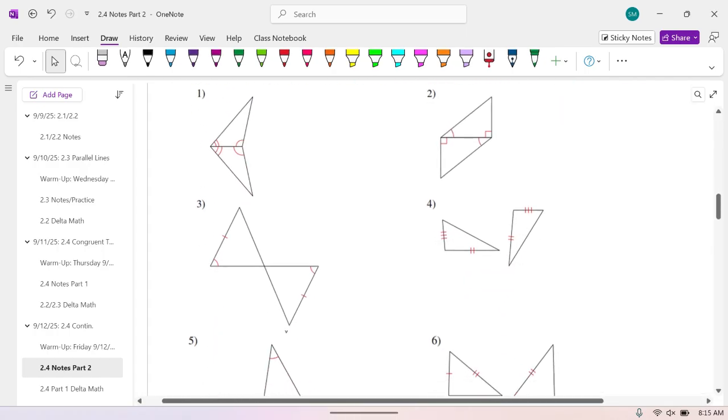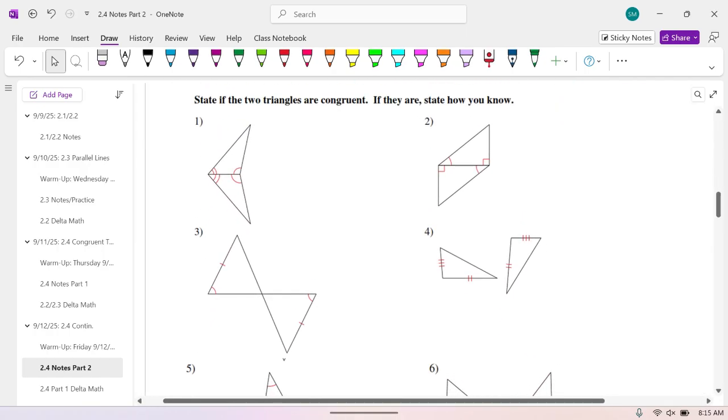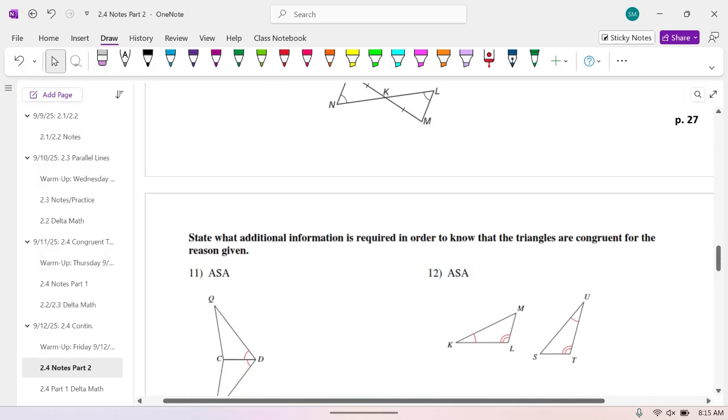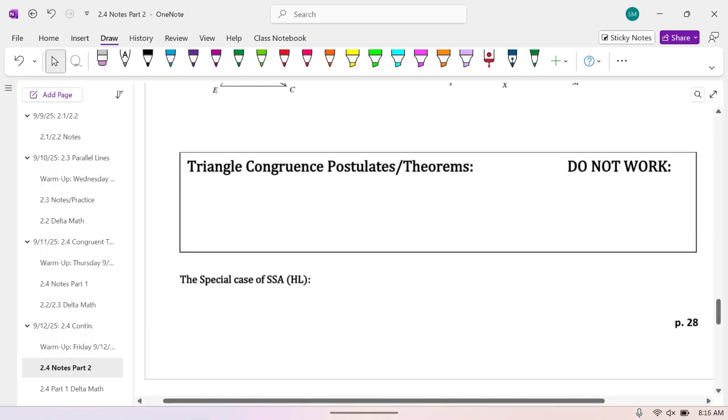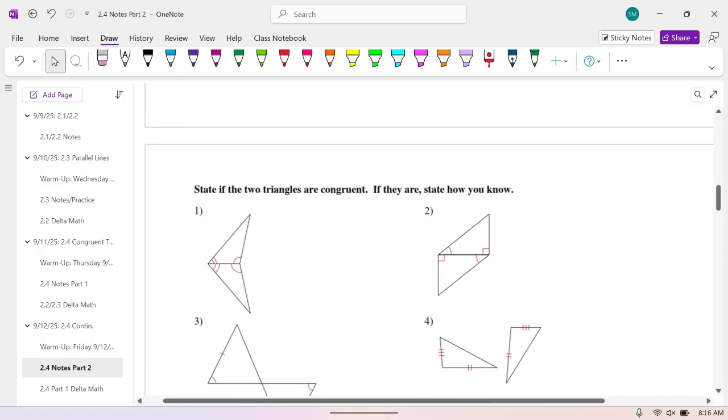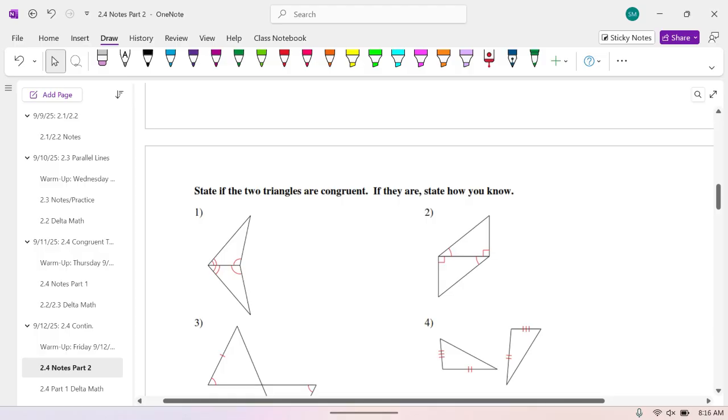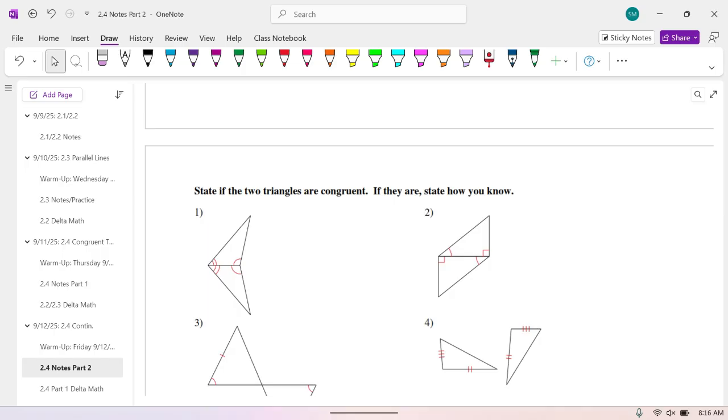All right, so let's do some examples here. We're going to do a couple of these. So we're going to state whether or not they're congruent and what postulate tells us. So for number one, what do you think?